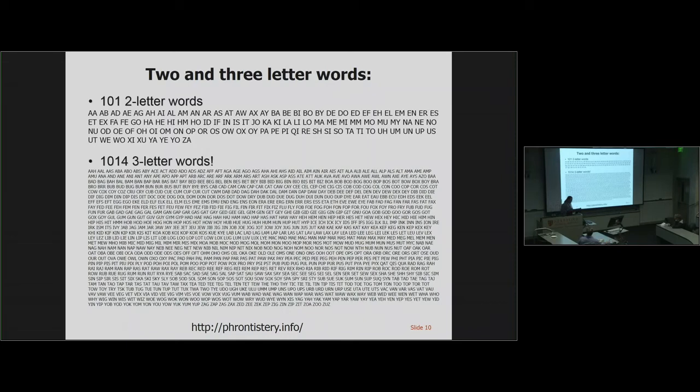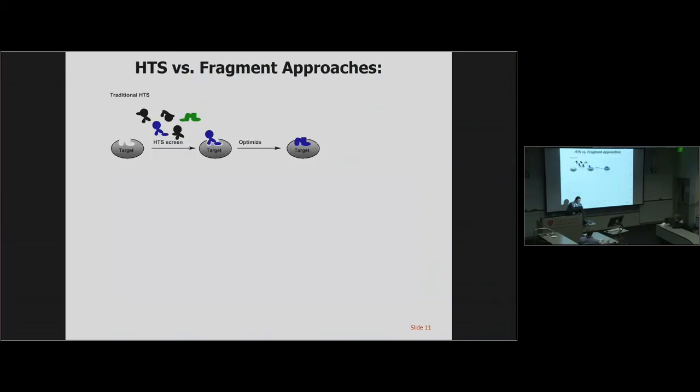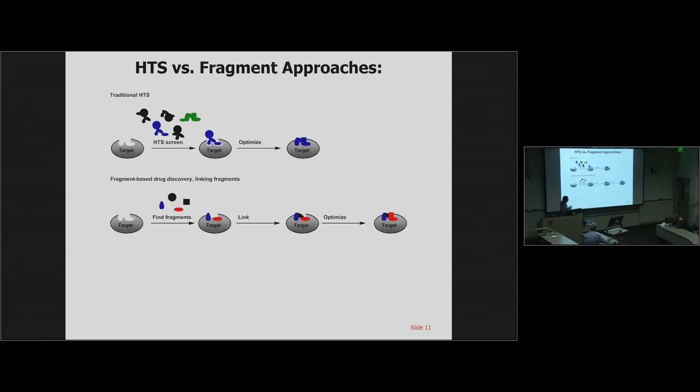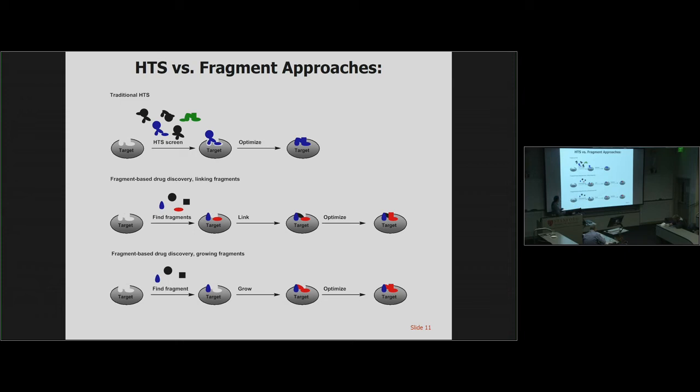So the same concepts apply to screening molecules. In the case of high throughput screening, you start with a large collection of molecules, find one that sort of binds to your target, and then optimize that. Whereas in the case of fragments, you start with a much smaller collection of fragments, which are much smaller, find a couple that bind close to one another, link them together, and optimize them. Or, more commonly, you would find a single fragment that can then be grown and ultimately optimized.